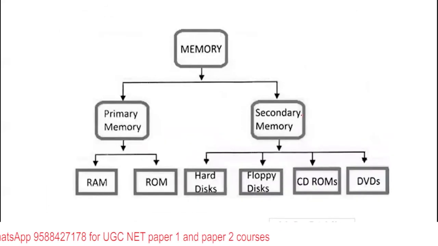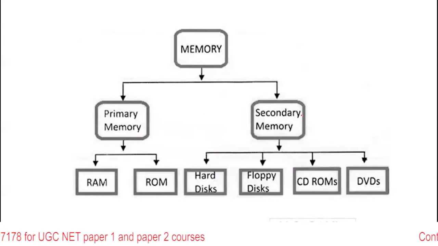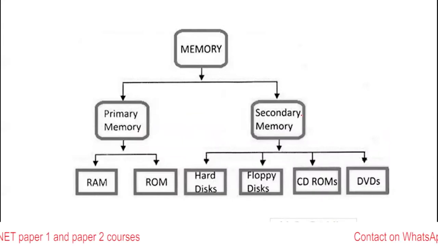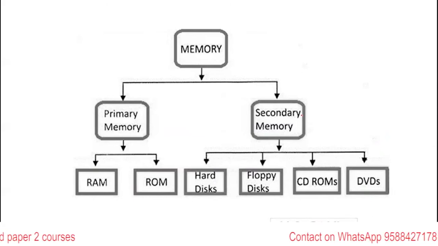Now, when we talk about memory, there are two types of memory, primary and secondary memory. Under primary, we have RAM and ROM, then we have hard disks, floppy, CD-ROMs, DVDs. So let's quickly have the details about it.